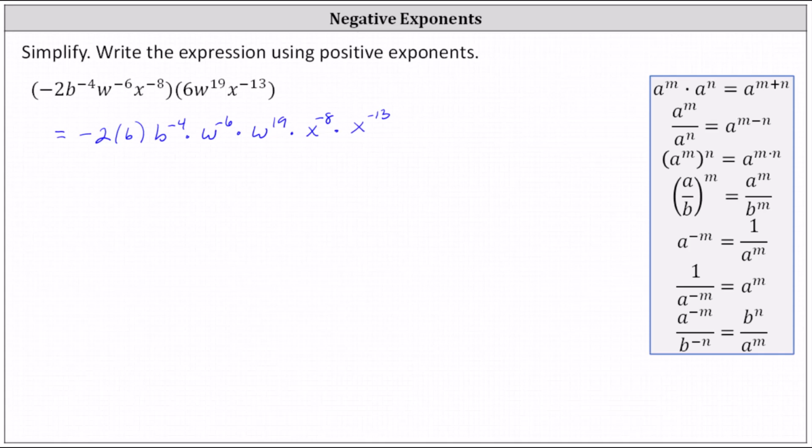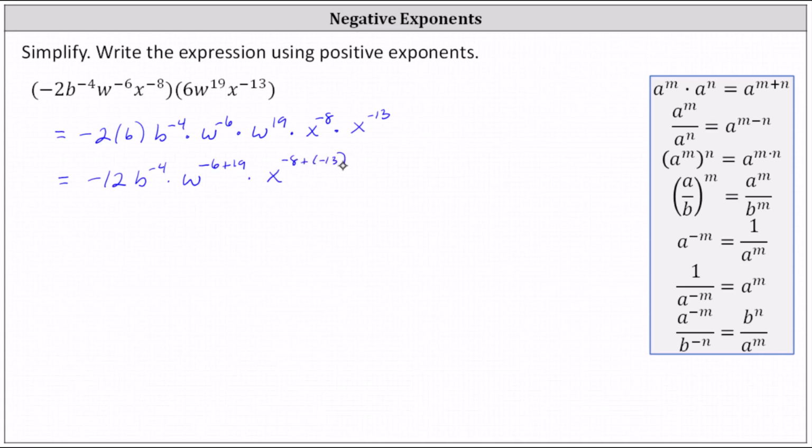Also remember, when multiplying and the bases are the same, we add the exponents. Multiplying, negative 2 times 6 is negative 12, and then we still have times b to the power of negative 4 times w to the power of negative 6 times w to the power of 19 equals w to the power of the sum of negative 6 and 19, and then times x to the power of negative 8 times x to the power of negative 13 equals x to the power of the sum of negative 8 and negative 13.